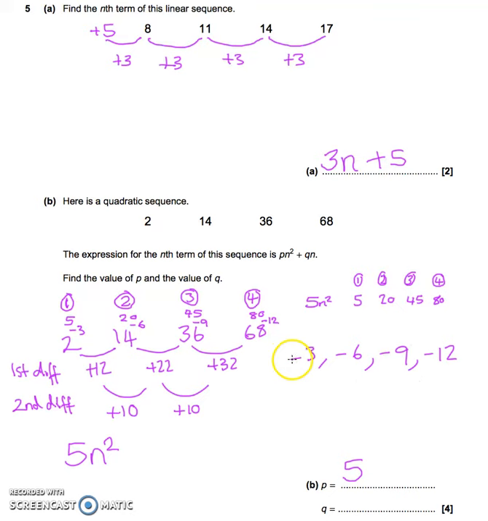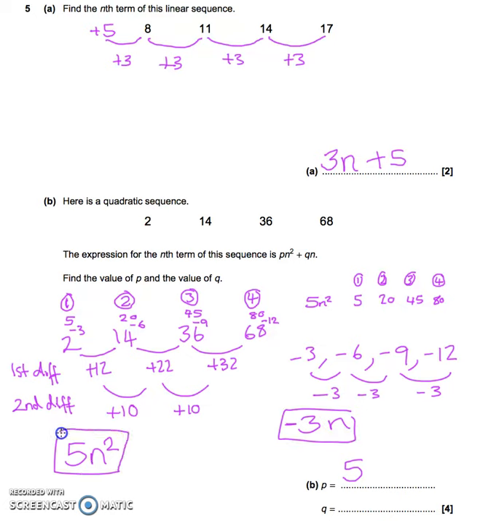Now all we have to do is work out what the nth term is for this. This is clearly almost the 3 times table. It's not the 3 times table, it's the negative 3 times table. The difference between each of these, we're taking away 3 each time. Minus 3, and minus 3. So the rule for this sequence would be minus 3n. That's what we have to attach to the original 5n squared. That would give us our value of q being minus 3.